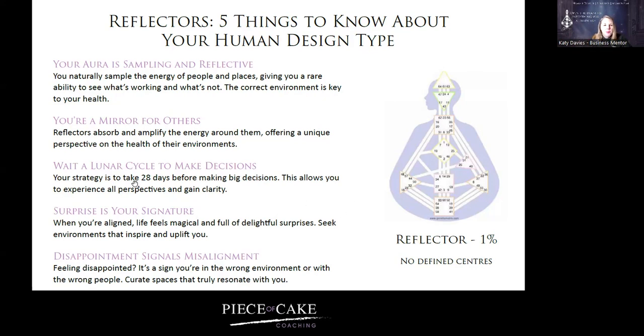And in terms of making a decision as a reflector, all of the human design types come with their own internal guidance system. It's called your strategy and authority. For reflectors, because the energy that you're taking in does consistently change, what we're looking for here, especially if it's a bigger decision, is to allow yourself time for it to settle and to make sure that this really is your perspective and your clarity.